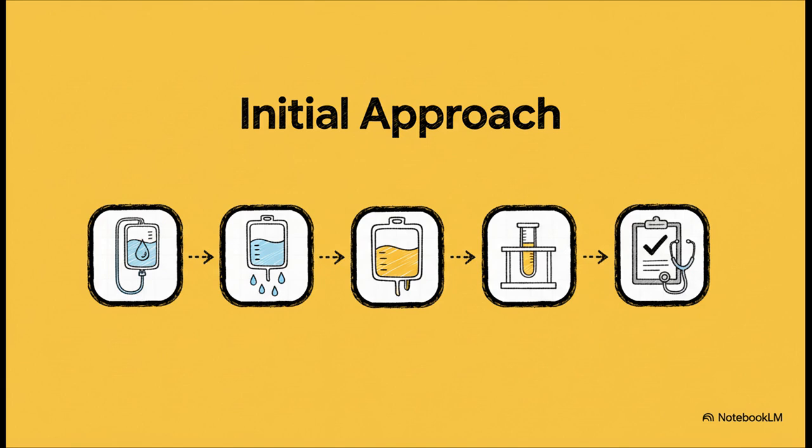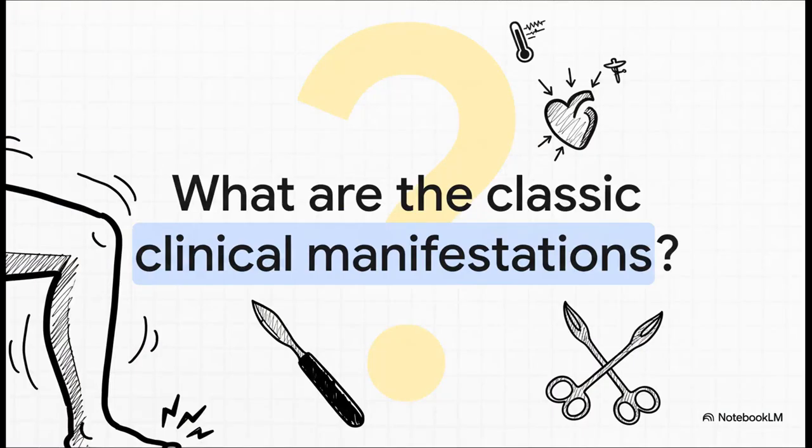We'll also send off some baseline bloods, and I'm particularly interested in his kidney function. Once all those safety nets are in place, then and only then do I dive into the detailed history and physical exam. Excellent. A very safe and systematic start. Now, let's get to the exam. What are the classic textbook signs you're looking for?